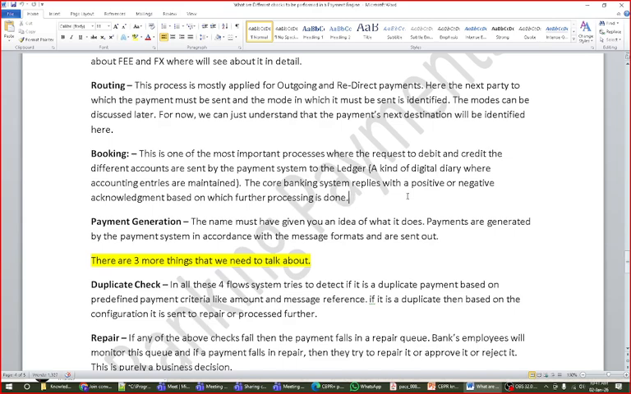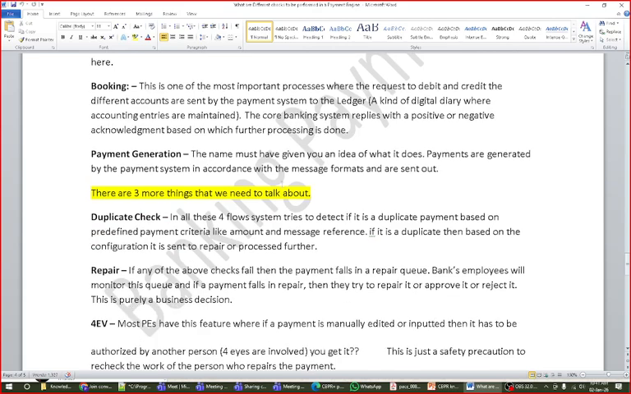This is not the booking which we discussed like book-to-book payment. This is not that booking. Booking means account maintaining. It is also a facility in the payment engine to maintain the accounts on the positive and negative side. One is positive, one is negative, right? Always one is debited, one is credited. So the core banking system replies with a positive or negative acknowledgement, and based on that further processing is done. So reconciliation is also done inside this. Okay, reconciliation, or you can say booking, is the correct word inside the payment engine. Then payment generation: the name gives you an idea, the payments are generated by the system.